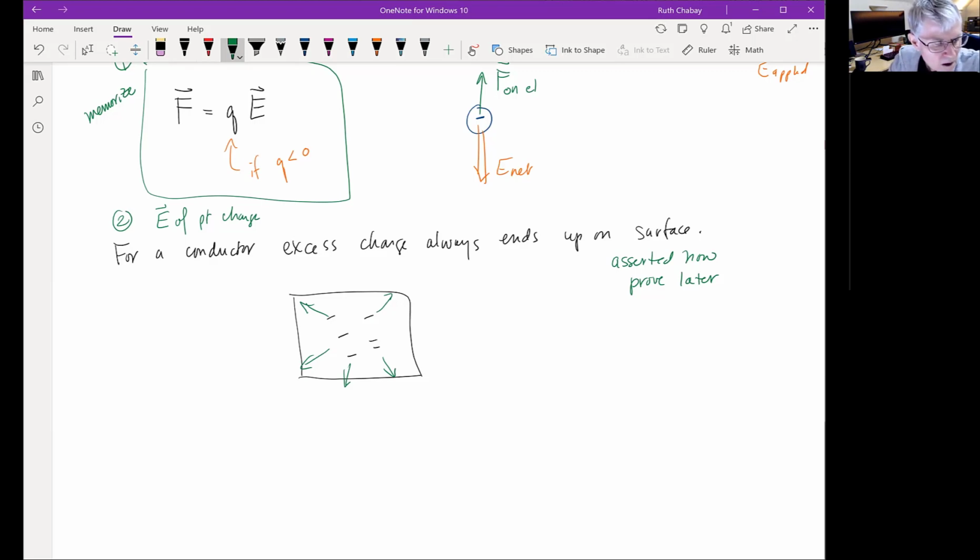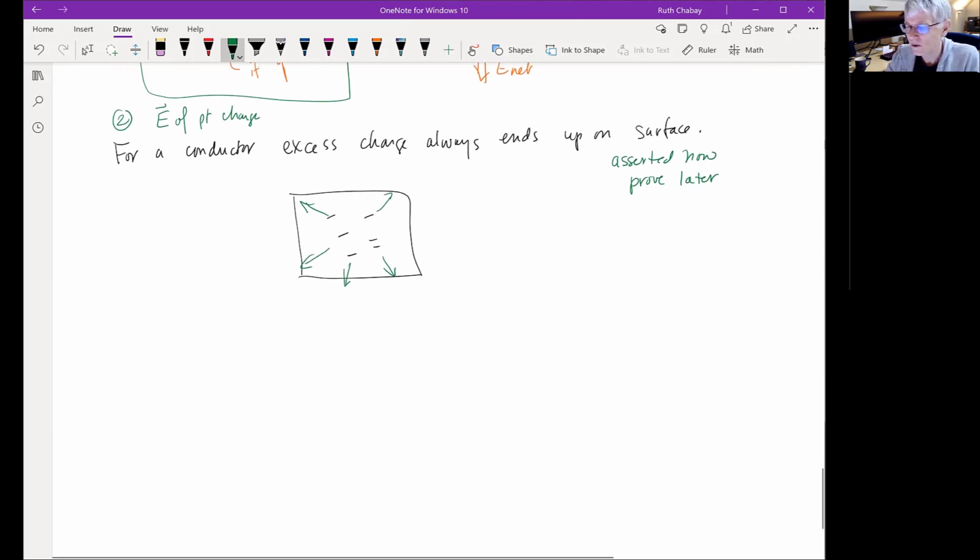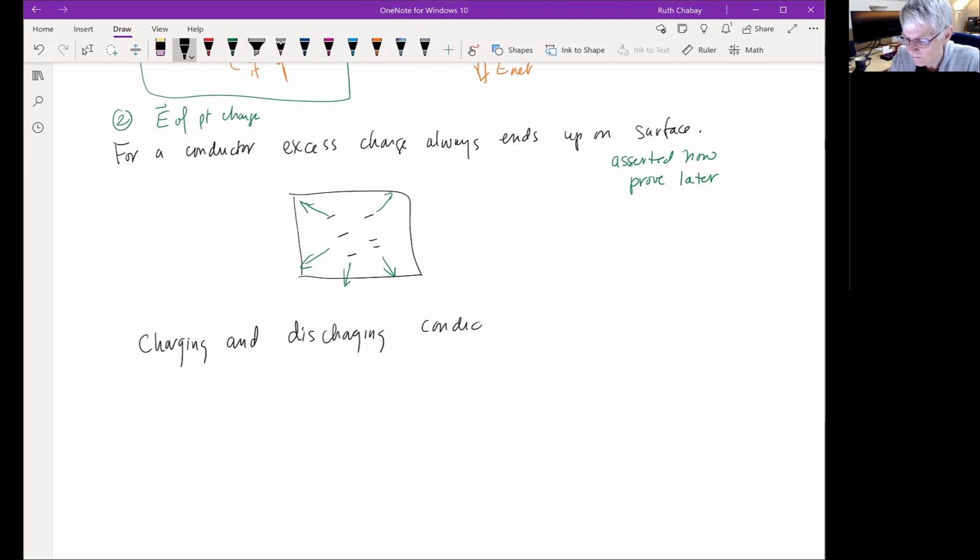Okay, I want to talk a little bit about how conductors can get charged and discharged. So charging and discharging, meaning removing excess charge, conductors.